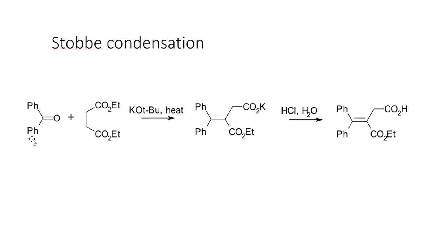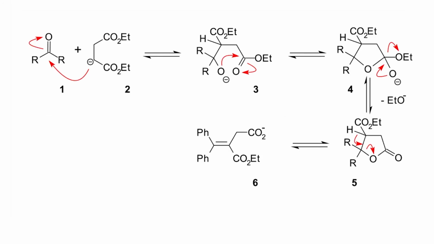If you see here, these two are added in the presence of a base, potassium tertiary butoxide, and then you're heating it. You get this kind of a product, which under acid conditions is going to give you the final product. The first thing we should think about is, in the presence of a base, what is going to happen? Here clearly there is no possibility of reaction with a base. It is more likely that this is undergoing enolate formation. With that background, let us look at the mechanism.